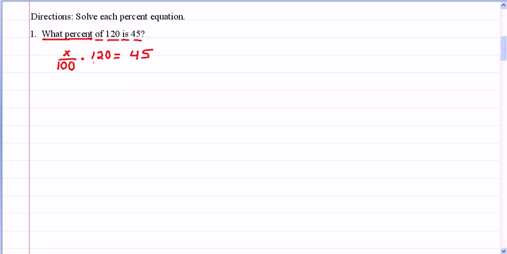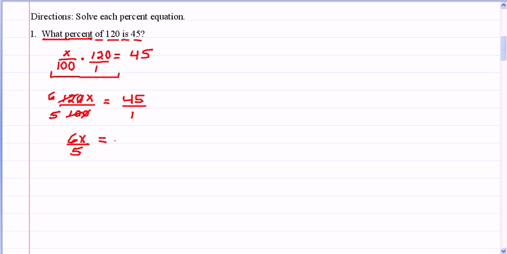So the first thing I'll do to solve for x is multiply these two fractions together. x times 120 is 120x, and 100 times 1 is 100, equals 45. I'd like to cross multiply, but before I do that, I will cancel off the zeros in 120 and 100, and then 12 and 10 can also reduce to 6 and 5. They're both divisible by 2, so already this is looking easier. 6x over 5 equals 45 over 1.